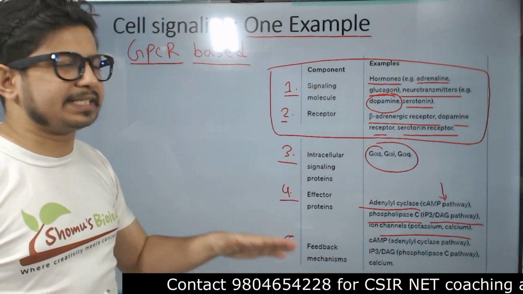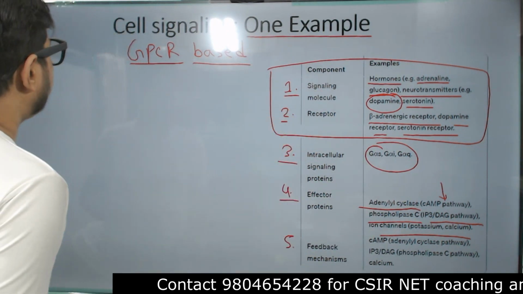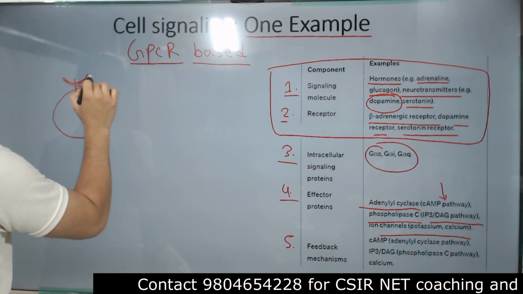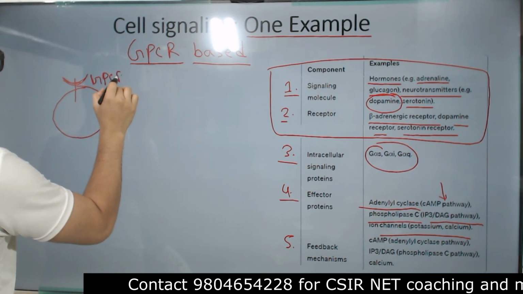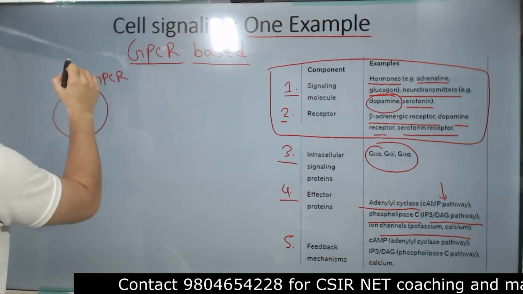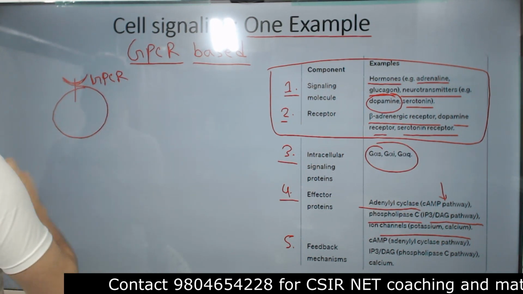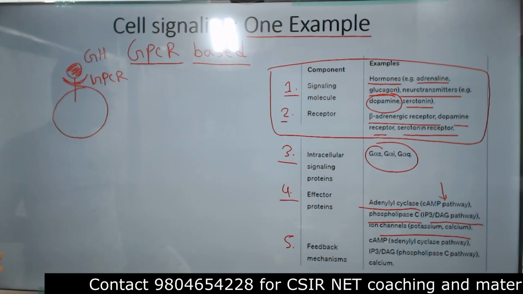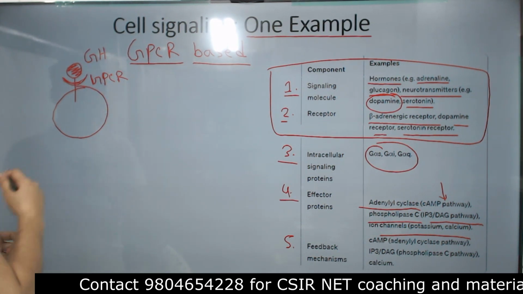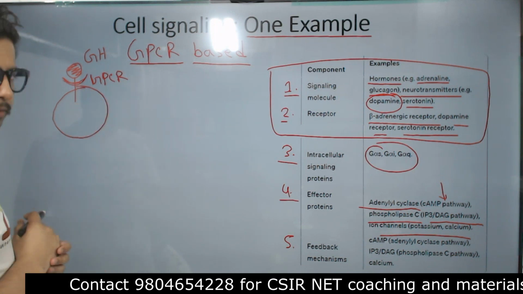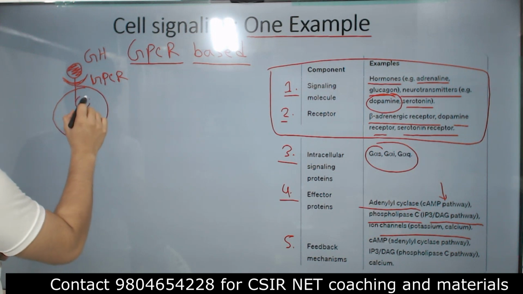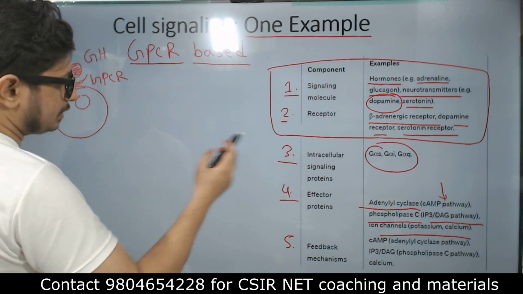So this is just one example of this process. I'll give you a simple idea. Here comes the cell and here is the receptor. Let's say the receptor is a G protein coupled receptor, GPCR. For the signaling molecule, you can take any signaling molecule, and it binds here. Let's say this is growth hormone that binds to the GPCR, or maybe any other kind of hormone that is linked with this pathway.